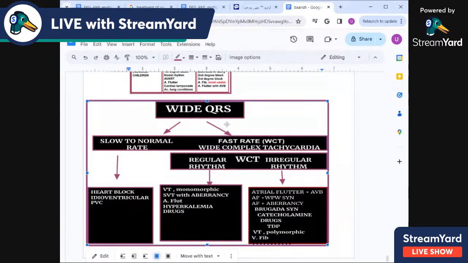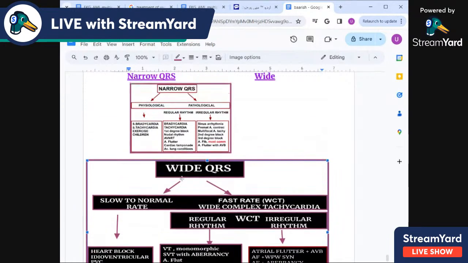And in the wide complex irregular tachycardia, we have atrial flutter plus AV block, atrial flutter plus Wolff-Parkinson-White syndrome, atrial flutter with aberrancy, Brugada syndrome, catecholamines, other drugs, TDP, torsades de pointes, and VTAC polymorphic type in irregular wide complex tachycardia, whereas we had VTAC monomorphic in regular rhythm. And then we have ventricular fibrillation also in wide QRS complex.